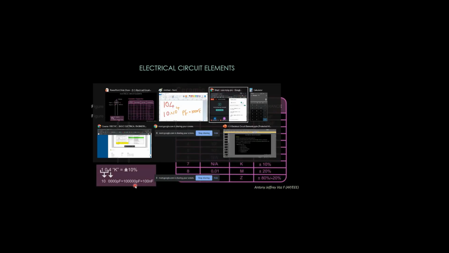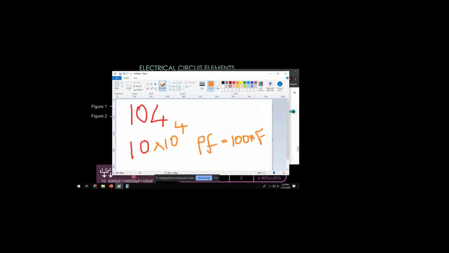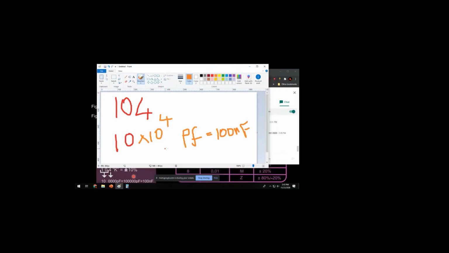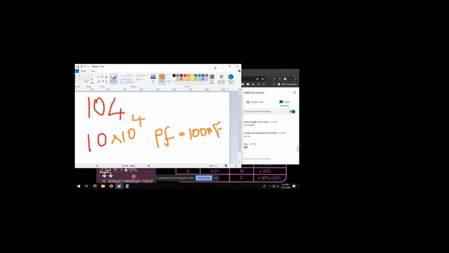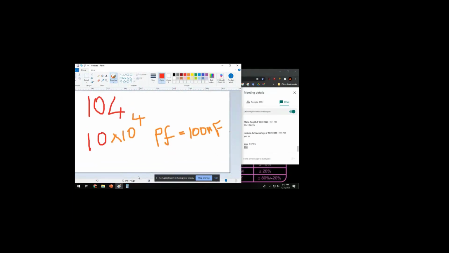Now try to convert a capacitance value of 224. What will be the capacitance value of 224? Can anyone say? 22 into 10 to the power 4. Convert as I did. So 22 into 10 to the power 4.